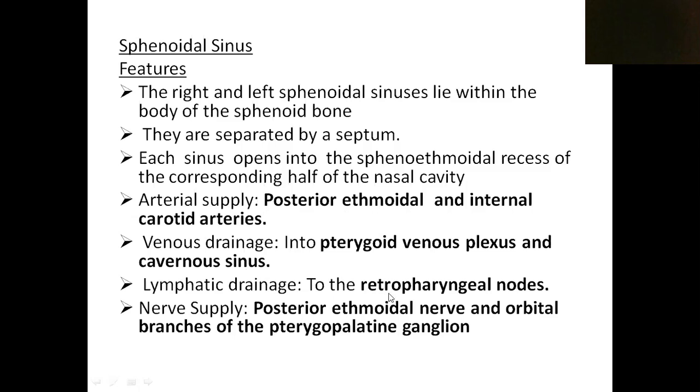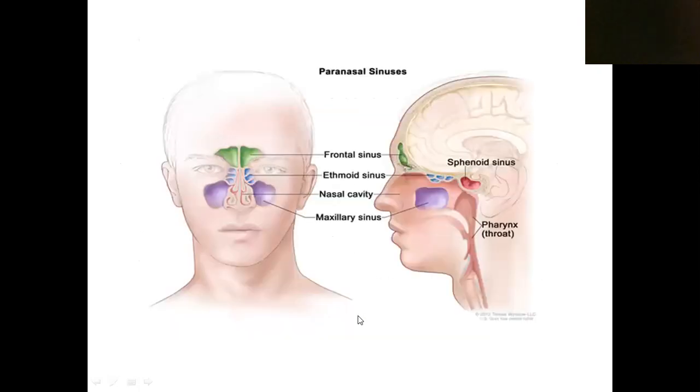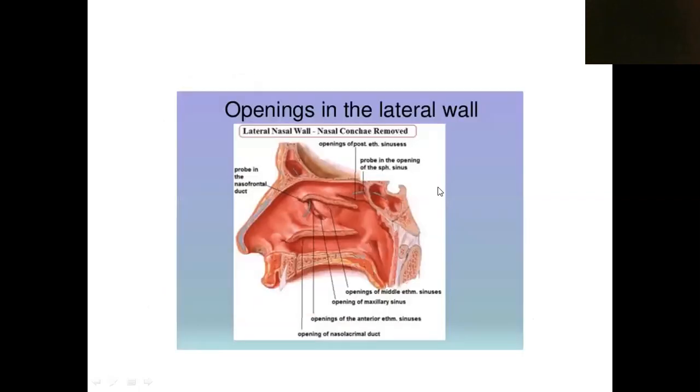The lymphatic drainage is into the retropharyngeal nodes. What is meant by retropharyngeal? Behind the pharynx. Some lymph nodes are there behind the pharynx, and those lymph nodes are known as retropharyngeal lymph nodes. Then nerve supply: posterior ethmoidal nerve and orbital branch of the pterygopalatine ganglion. Those things you have to learn by heart. So anyway, this is the location of the sphenoidal air sinus, which is seen inside the body of the sphenoid. It is divided into two equal halves by the septum, and it opens into the spheno-ethmoidal recess.